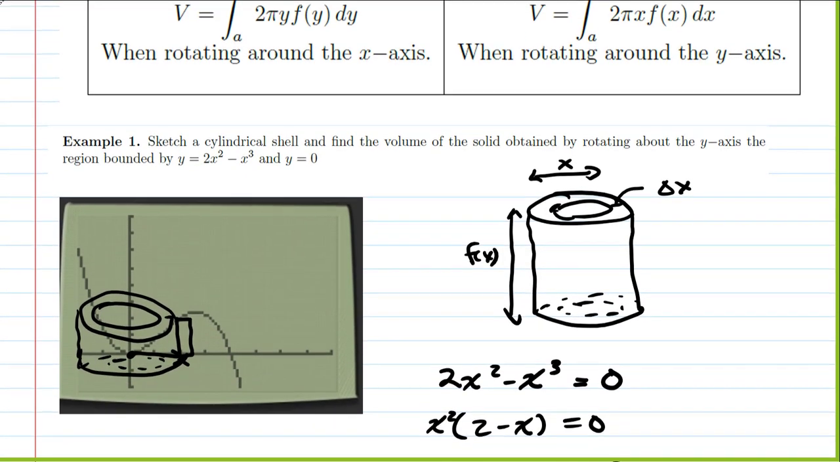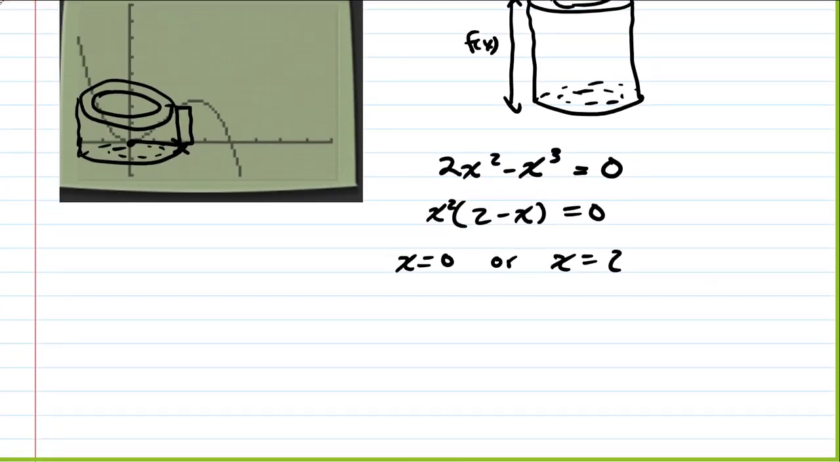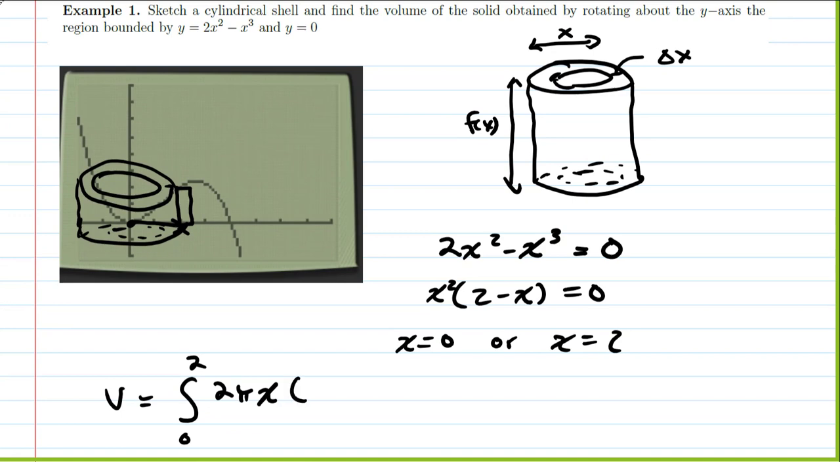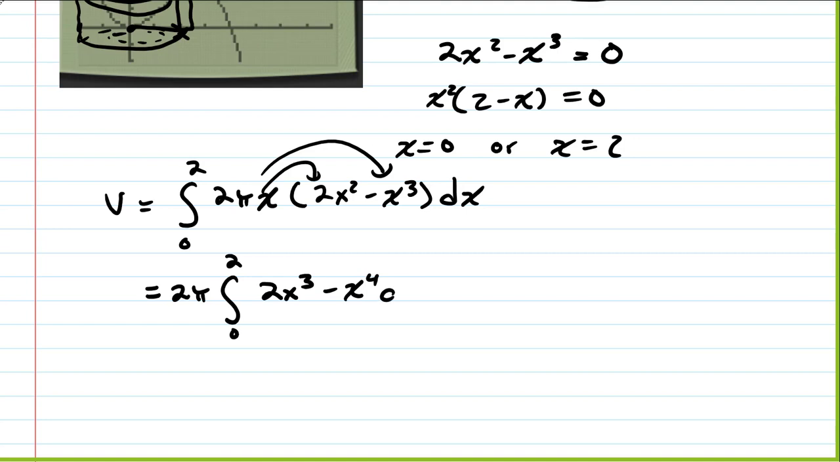So rotating about the y-axis, our volume is going to be 2 pi x f of x. So our volume V is going to be the integral from 0 to 2 of 2 pi x f of x, and our f of x is 2x squared minus x cubed dx. So we pull our 2 pi out of our integral from 0 to 2 and then distribute our x in. So we get 2x cubed minus x to the 4th, and we find our antiderivative.